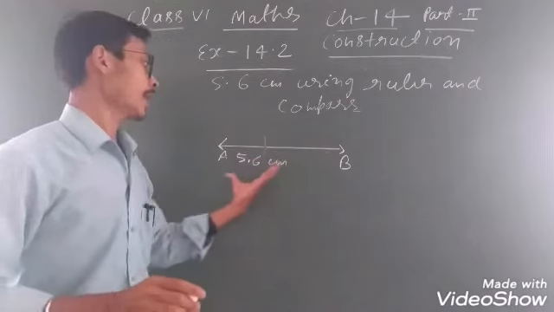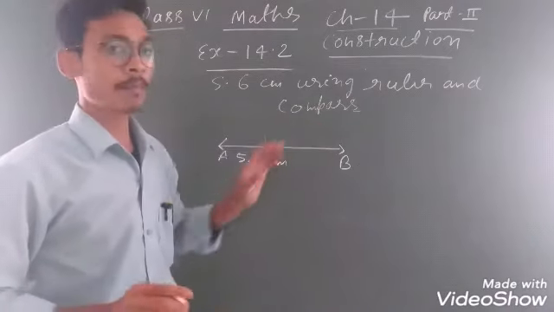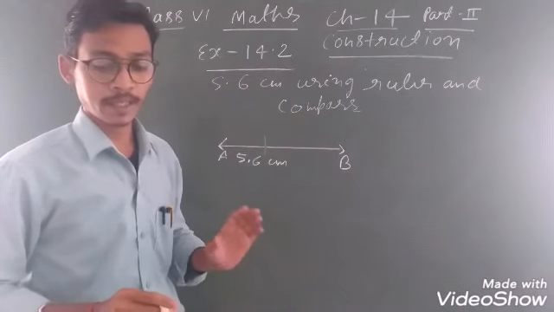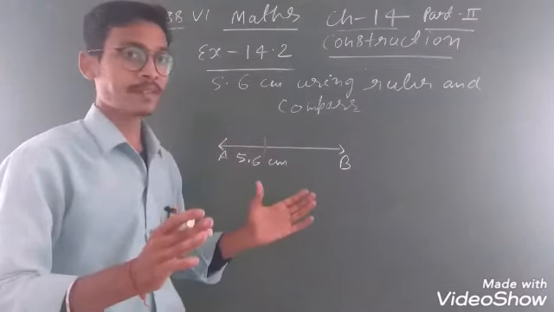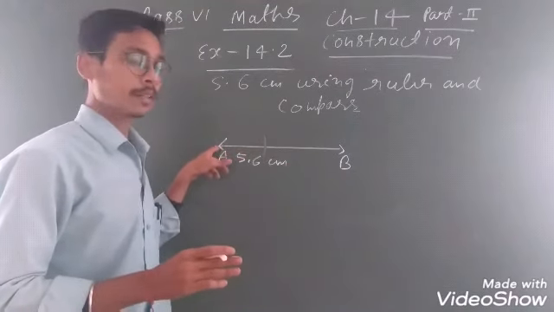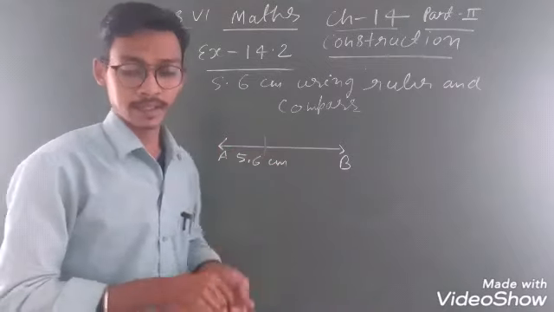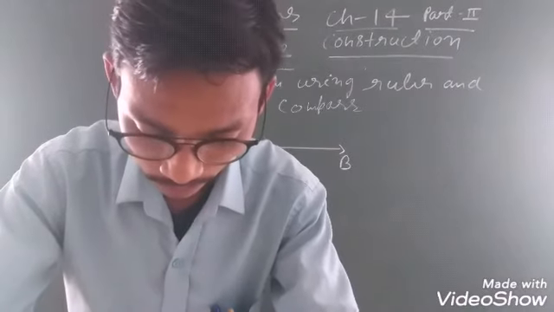First you draw a line segment AB. Clear? Now you have to use your ruler and compass. Okay? So you will stretch your compass till 5.6, put your pointer here and make an arc. Okay? That is 5.6. Now come to the next question.